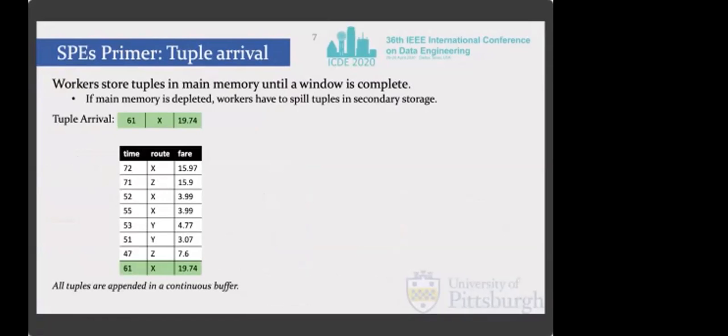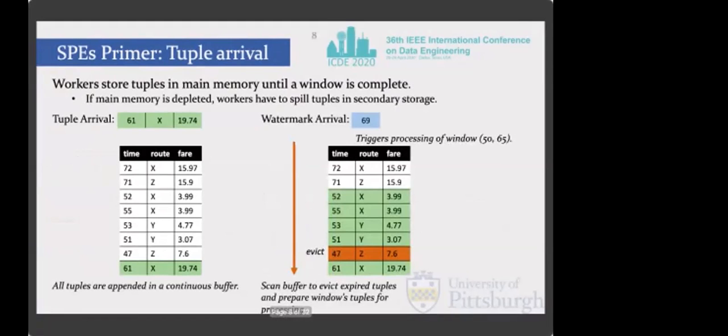At watermark arrival, completed window tuples are prepared for processing. Also, any fully processed data need to be evicted and have their memory reclaimed for future use. With a single buffer design, the buffer is scanned once and all tuples corresponding to the complete window are sent for processing. In addition, expired tuples are evicted.